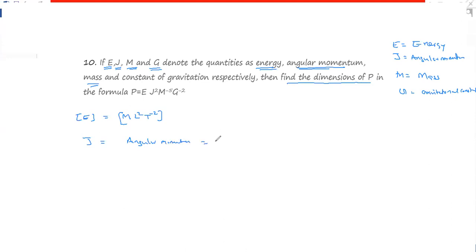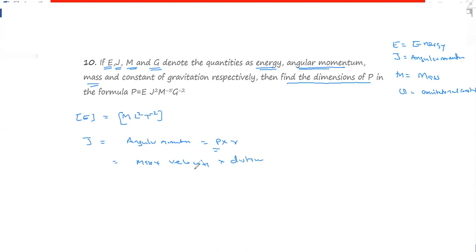This is the same as P, momentum into radius, in circular motion. Instead of distance, we can take it as R. R is distance. Clear, right? Momentum means mass into velocity. Momentum means P equal to mass into velocity, right? So mass into velocity into radius, which is some distance.